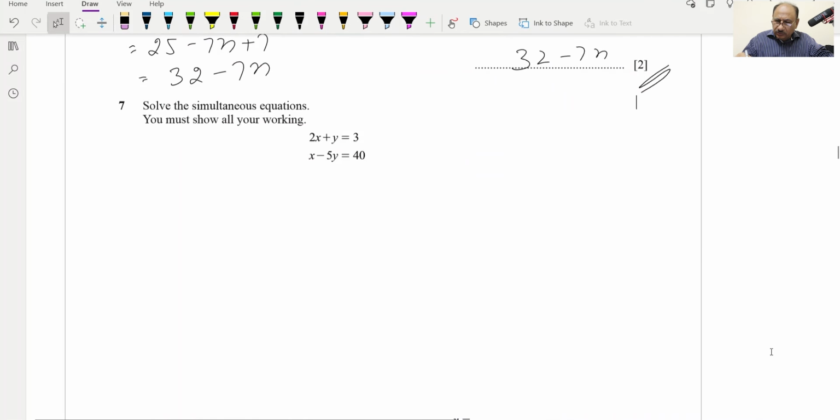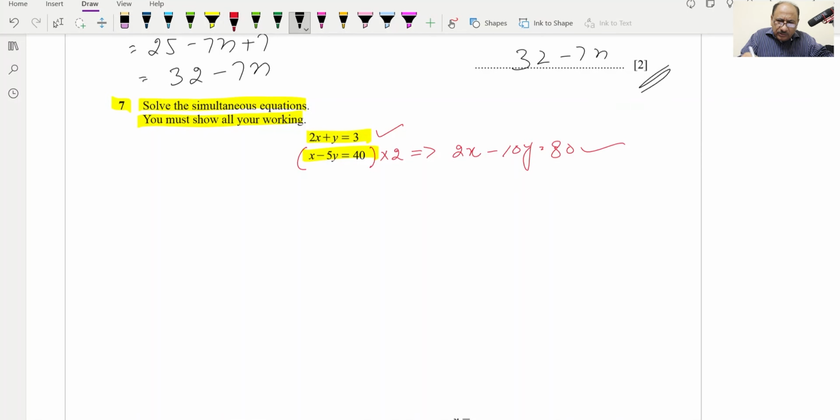Now question number 7 is simultaneous equations. For all the simultaneous equations, you must show all your working, and these two are the equations. So what we will do to equalize the coefficient of x, we will multiply the second equation by 2, and this implies it will be 2x minus 10y is equal to 80. So we got this equation and this equation, and we will be subtracting these two equations, and we will get the answer.